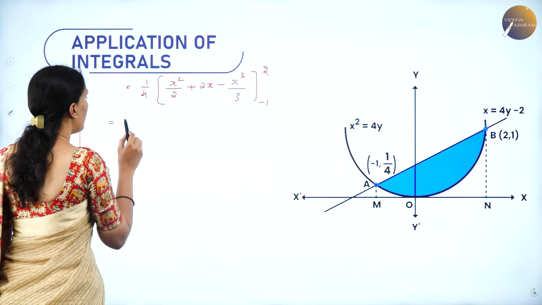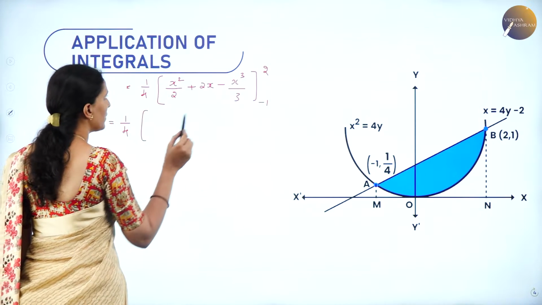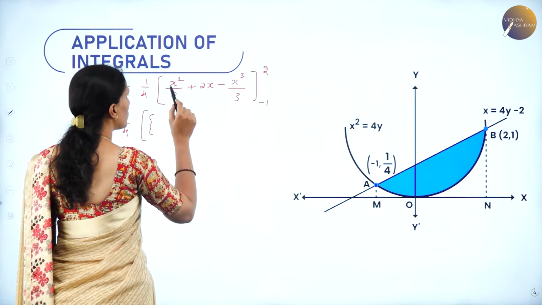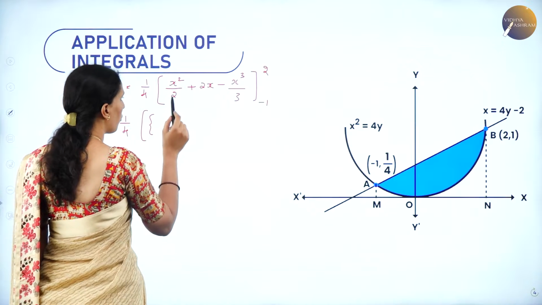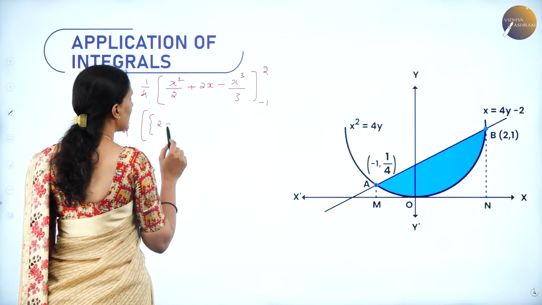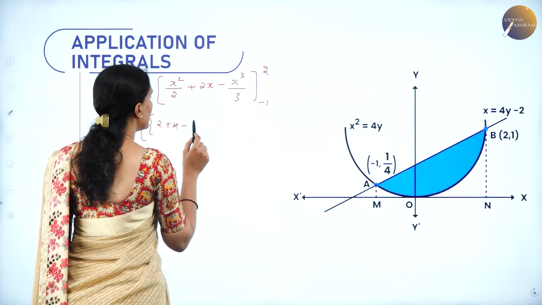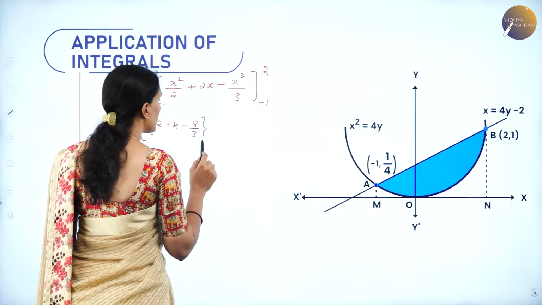Apply the upper limit as well as the lower limit. So first let us apply the upper limit. So for the upper limit 2, it is 2 square by 2, 4 by 2 is 2, plus 2 into 2, 4, minus 2 cube is 8 by 3. So this is the upper limit.